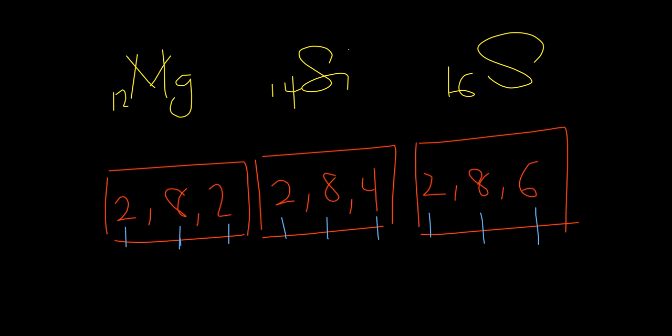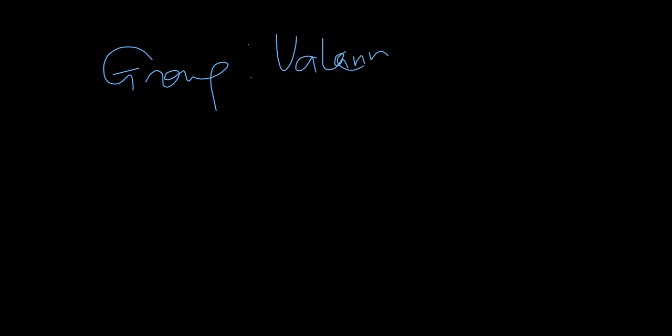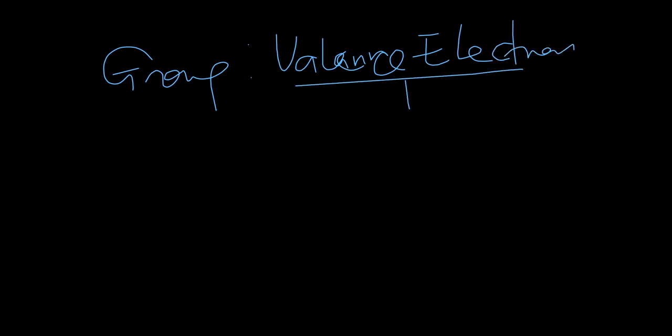So, guys, that brings us to the end of today's lesson. But let's quickly summarize everything we have learned. So, we've said that for group, elements in the same group have the same what? They have the same valence electron. And as a result of that, they behave the same way chemically. Please remember these two items. So they have the same valence electrons and they behave the same way chemically.